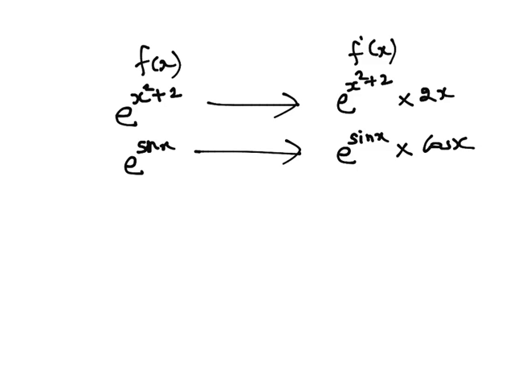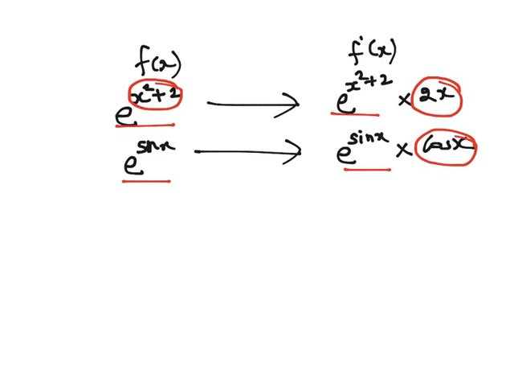We know that the derivative of e power x is e power x, isn't it? So for the derivative of this, the same thing repeats again, but the only thing is this part I got by differentiating this x squared plus 2. Okay, same way for e power sine x, I got e power sine x, like the derivative of e power x is e power x, but this cos x I got by differentiating the sine x. Okay, I hope you got the pattern.